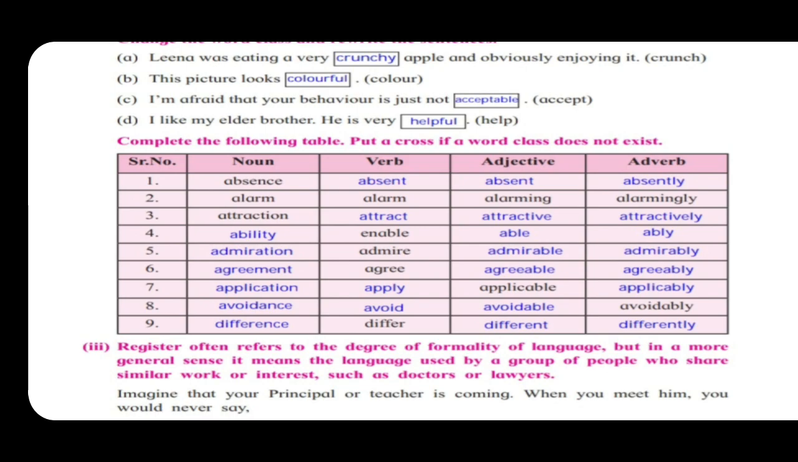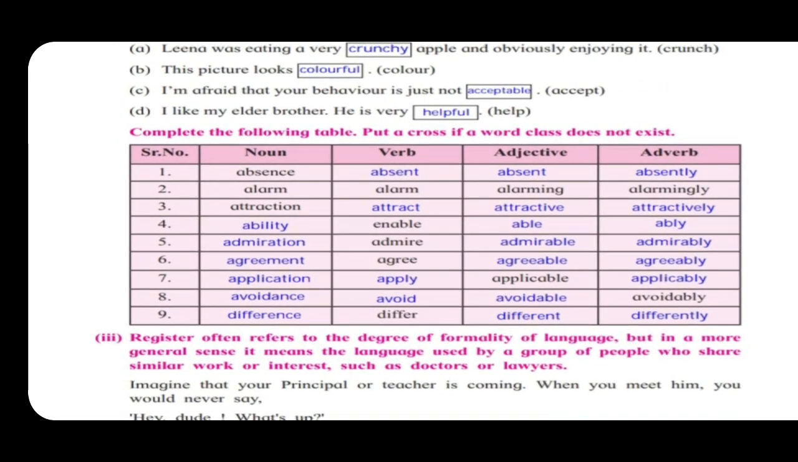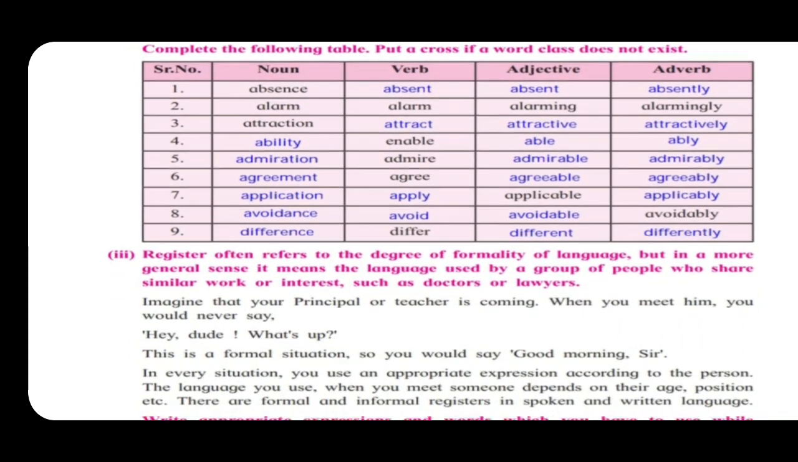Noun agreement. Noun word agree. Verb agree, adjective agreeable and adverb agreeably. Noun word application. Verb apply. Adjective applicable. Adverb applicably. Noun avoidance. Verb avoid. Adjective avoidable. Adverb avoidably. Noun difference. Verb differ. Adjective different. Adverb will come differently. So these were the given words. You have to write them down in noun, verb, adjective and adverb form.